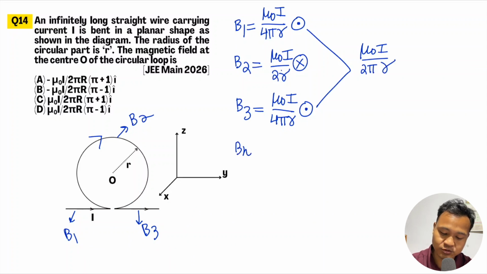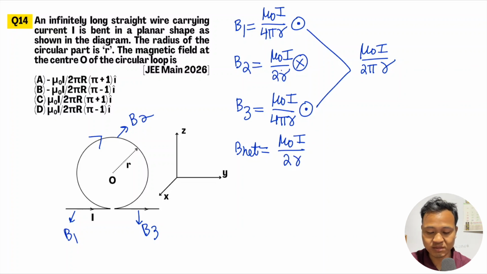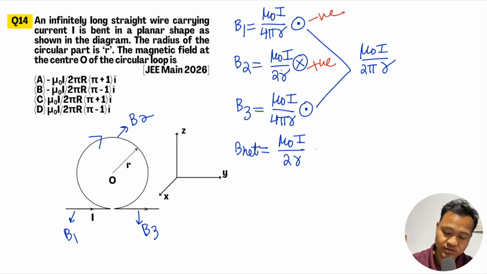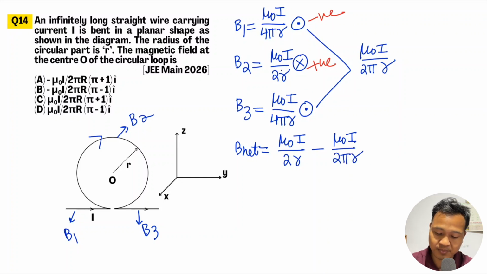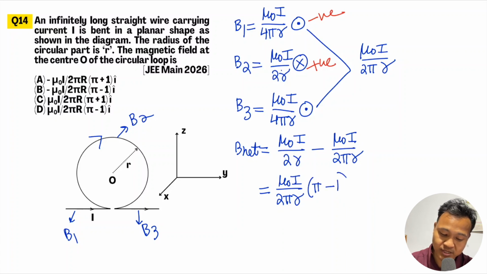Okay. So B net will be what? So mu naught into I by 2R, inward by the positive law. So suppose you take this as positive, then this will be negative. So I will have here minus mu naught into I by 2 pi R. Okay, so mu naught I by 2 pi R is common. So here I will have pi minus 1. Okay, so this overall is positive for inward, so it is inward. The final answer is positive, therefore it should be inward.